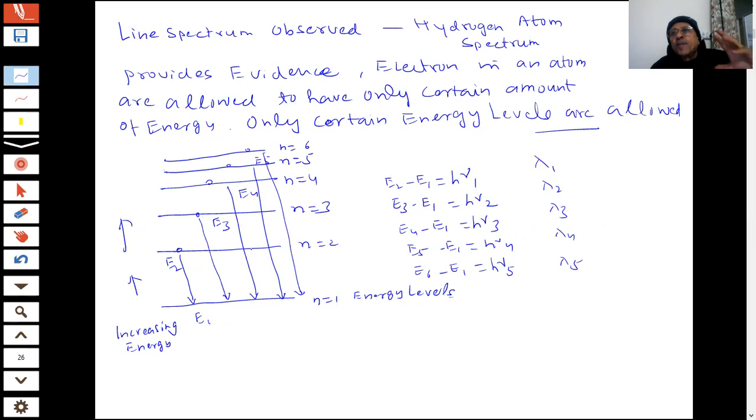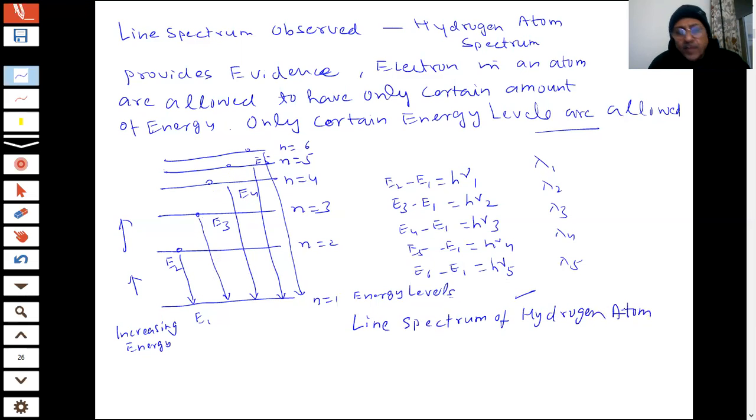This is the first important evidence that there are energy levels in which electrons live. Only certain energy levels are allowed with certain energies. Not all energy levels are allowed. An electron can have only a certain amount of energy. An electron can have this energy, this, but not here, not here, not here. That could only explain the line spectrum of the hydrogen atom. Tell me yes or no. Yes or no. Yes, sir.